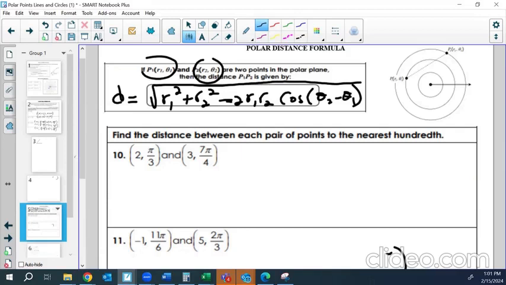All right, let's do an example. Let's do number 10. Where? Here. Distance is equal to, is that what we're talking about? Oh, right here?